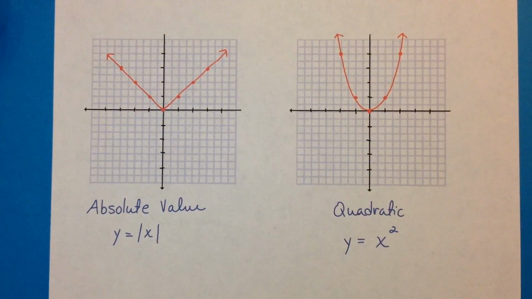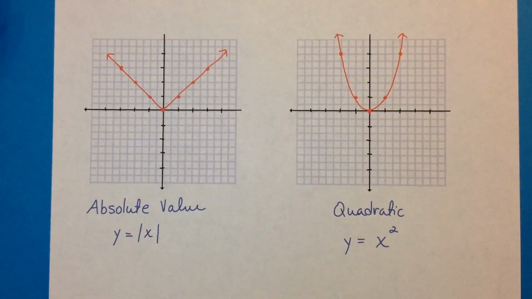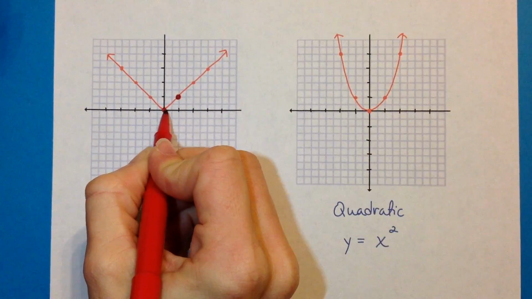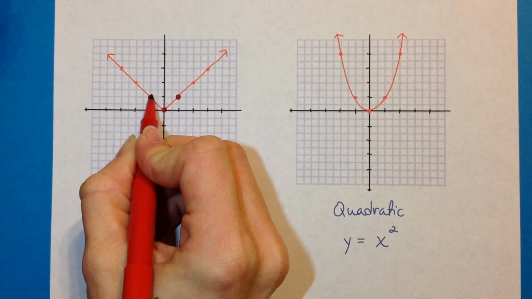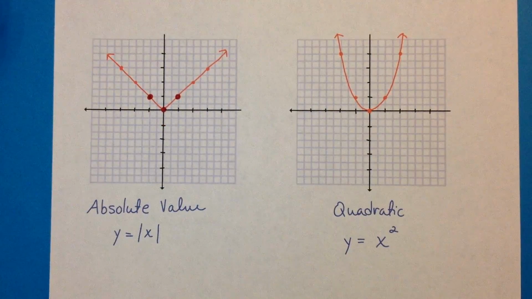It is always going to be V-shaped. Now I've marked about 7 points here on this graph. Actually, when we start doing the transformations and graphing them, we're just going to use 3 points. The 3 points that I'm going to concentrate on when we're doing the transformations are just going to be these 3.